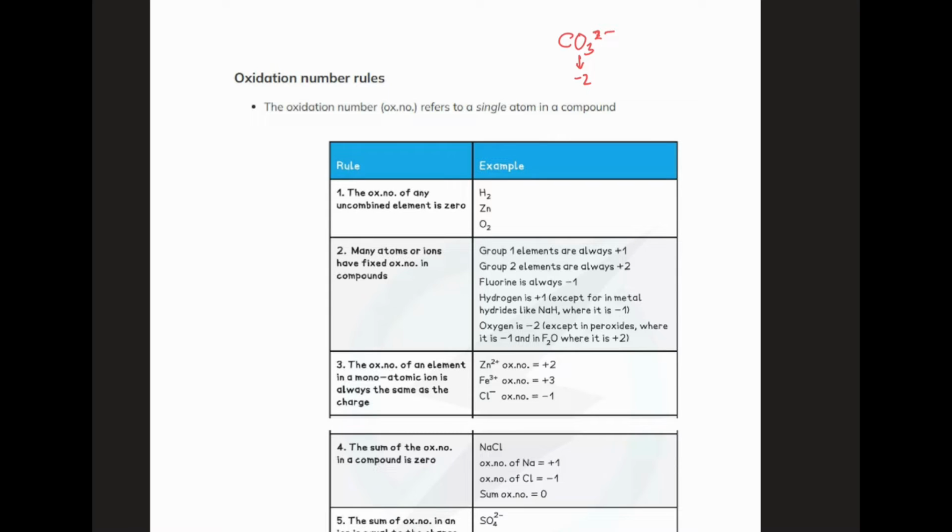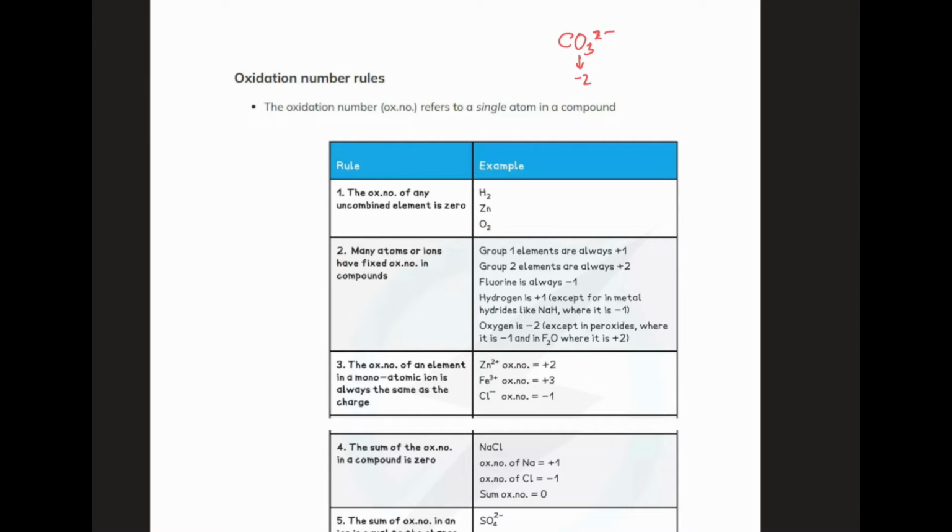Now let's see the next one, the rules. The first point says the oxidation number of any uncombined element is 0. Uncombined element means they don't form compounds. They are just one type of element. So they are 0. The oxidation number of hydrogen is 0, of zinc is 0, of oxygen is 0, if they are in element form.